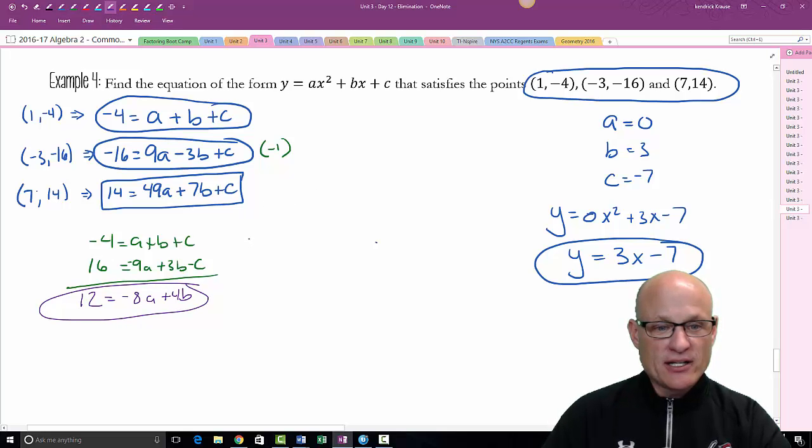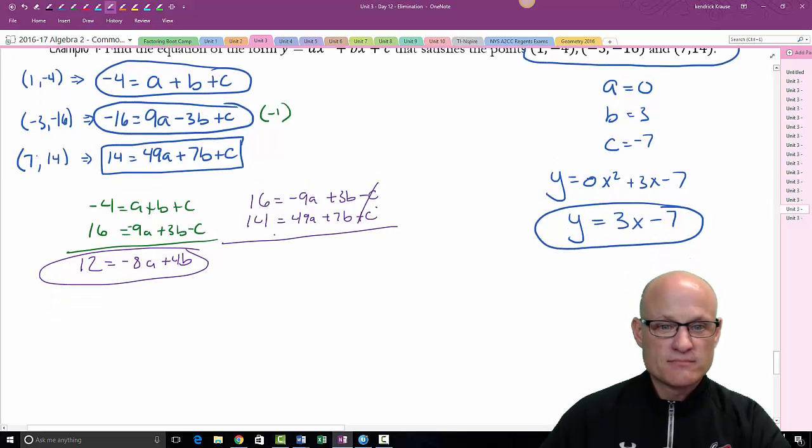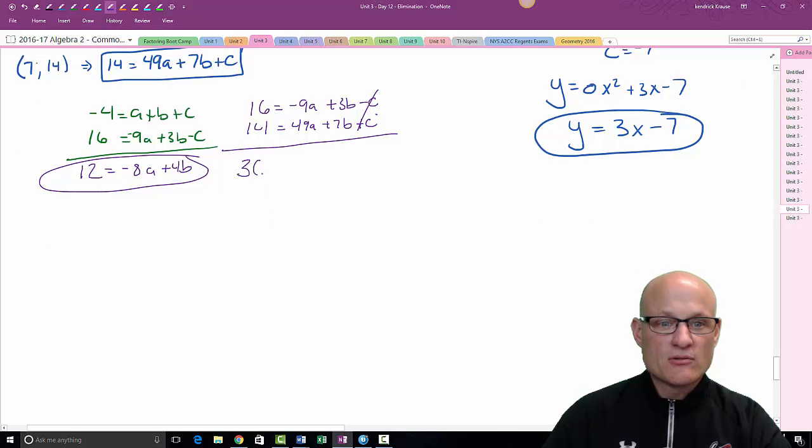So I still have, let's see, 16 is equal to -9A plus 3B minus C. 14 is equal to 49A plus 7B plus C. Wait a second, I can't plus C here. This has to be minus C. So 30 equals 40A plus 10B. Okay, so now we're going to put these together.